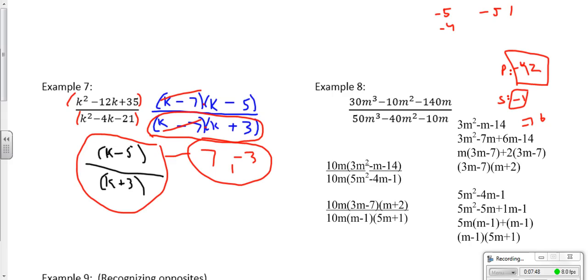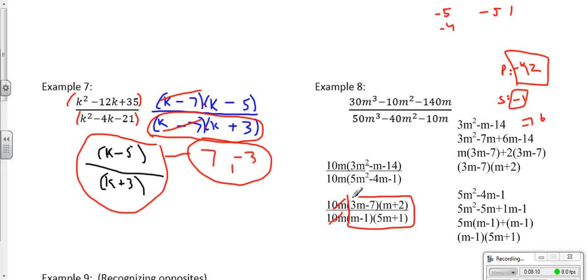Well, it means now we can cancel. I can now cancel my 10m's out. I can now cancel, well, it looks like nothing else does cancel. That's too bad. Usually when you factor the next point, something might just cancel. Like we saw, nothing here it does, but it's a very good step to do. So really all that's left is this piece.